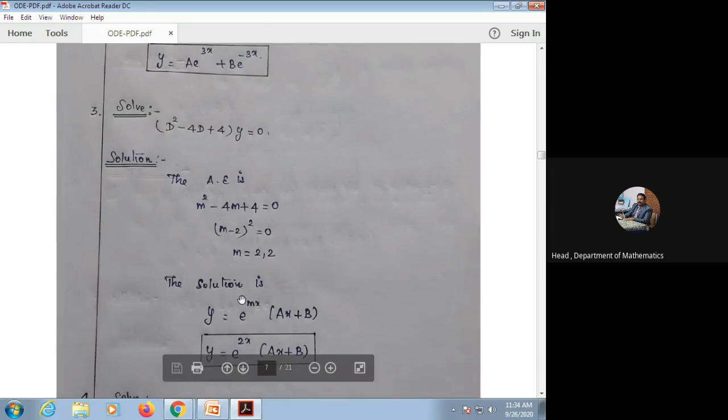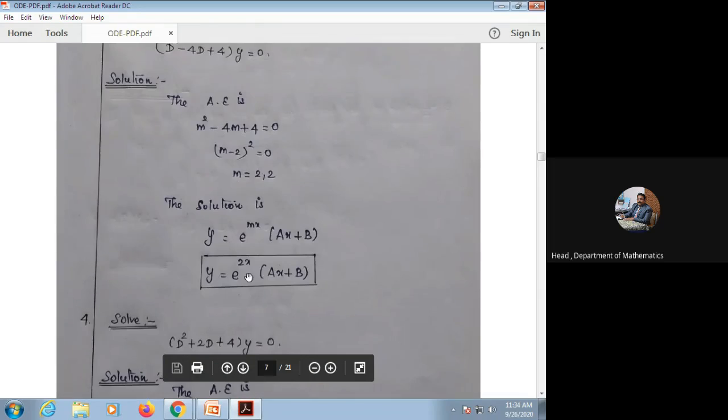Here the roots are real and equal roots. Therefore, we simply take m. Therefore, the solution is y equal to the complementary function formula e power mx into (ax plus b). You have to put the m value here. Therefore, the solution is y equal to e power 2x into (ax plus b). This is the case 2 formula we are using here.